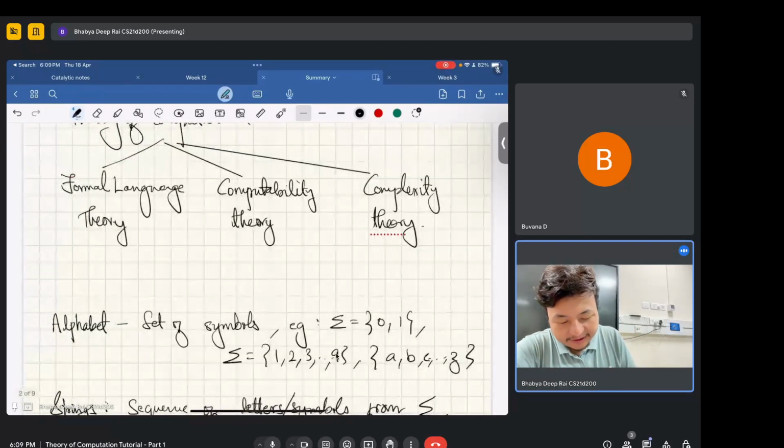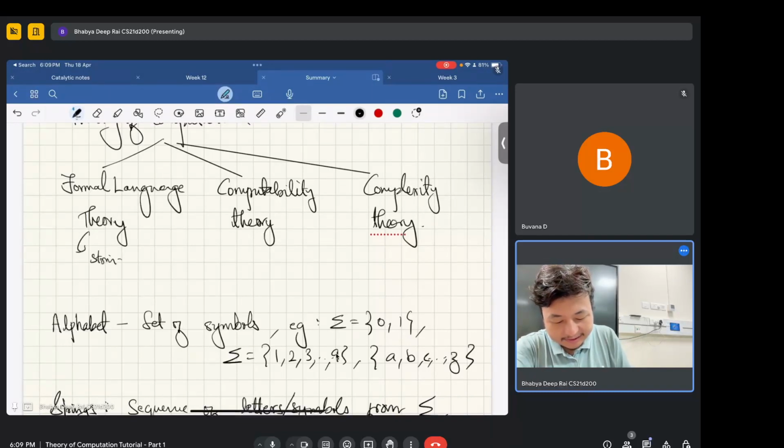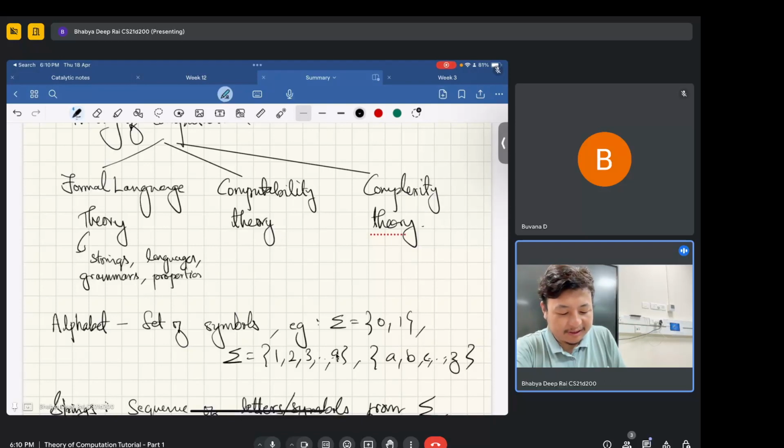Formal language theory is one part of theory of computation. Formal language theory talks about strings, languages, grammars, and properties of those languages, and so on. It is a separate study as it is, and these are interconnected.